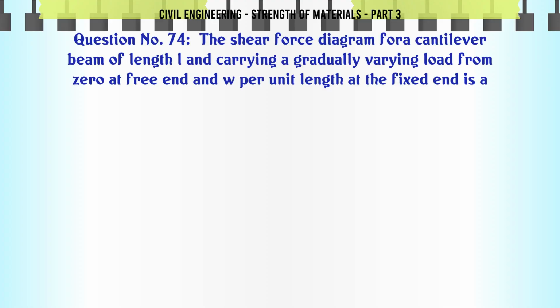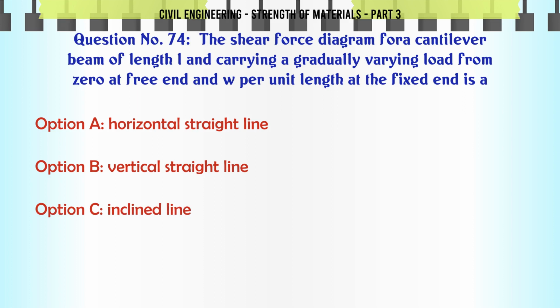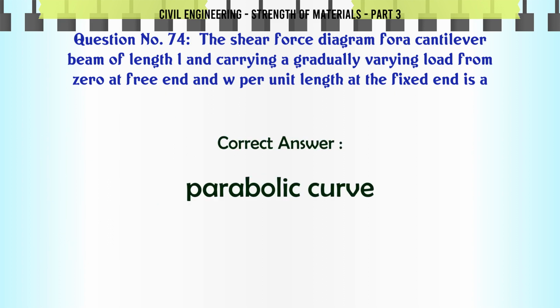The shear force diagram for a cantilever beam of length L and carrying a gradually varying load from 0 at free end and W per unit length at the fixed end is A. Horizontal straight line, B. vertical straight line, C. inclined line, D. parabolic curve. The correct answer is parabolic curve.